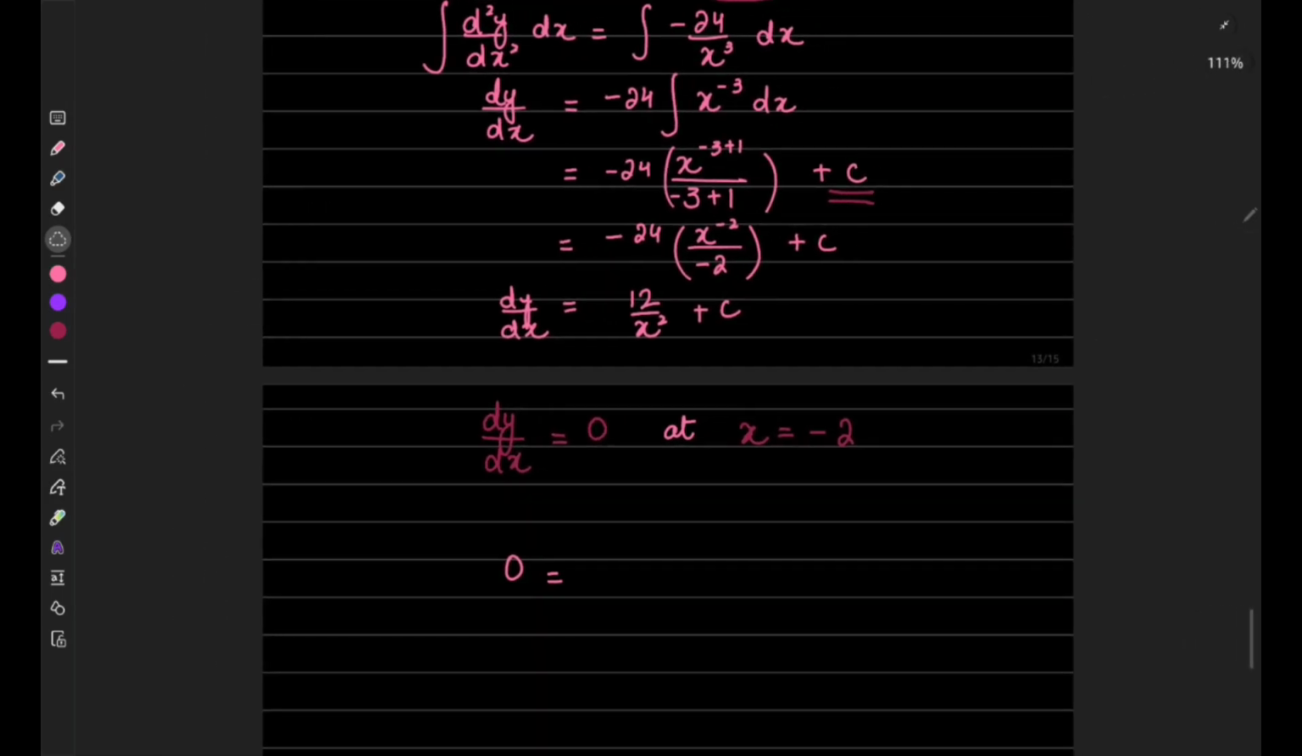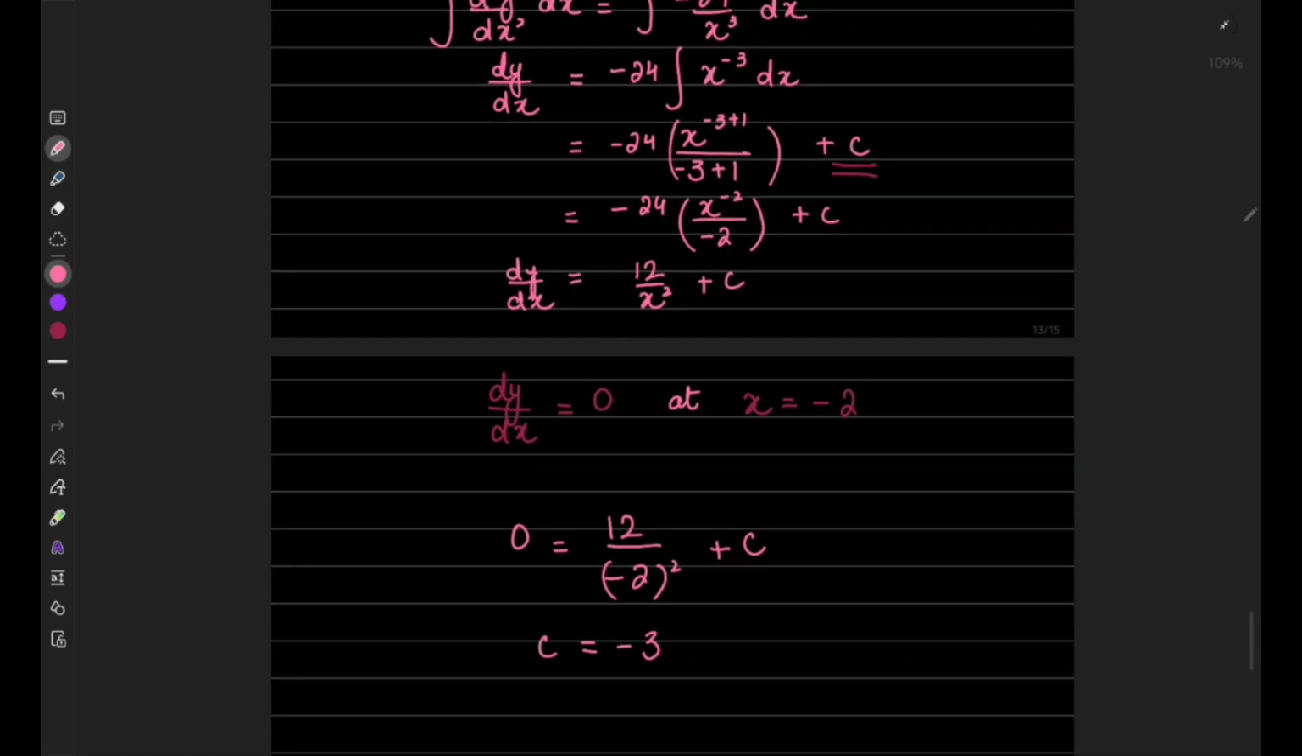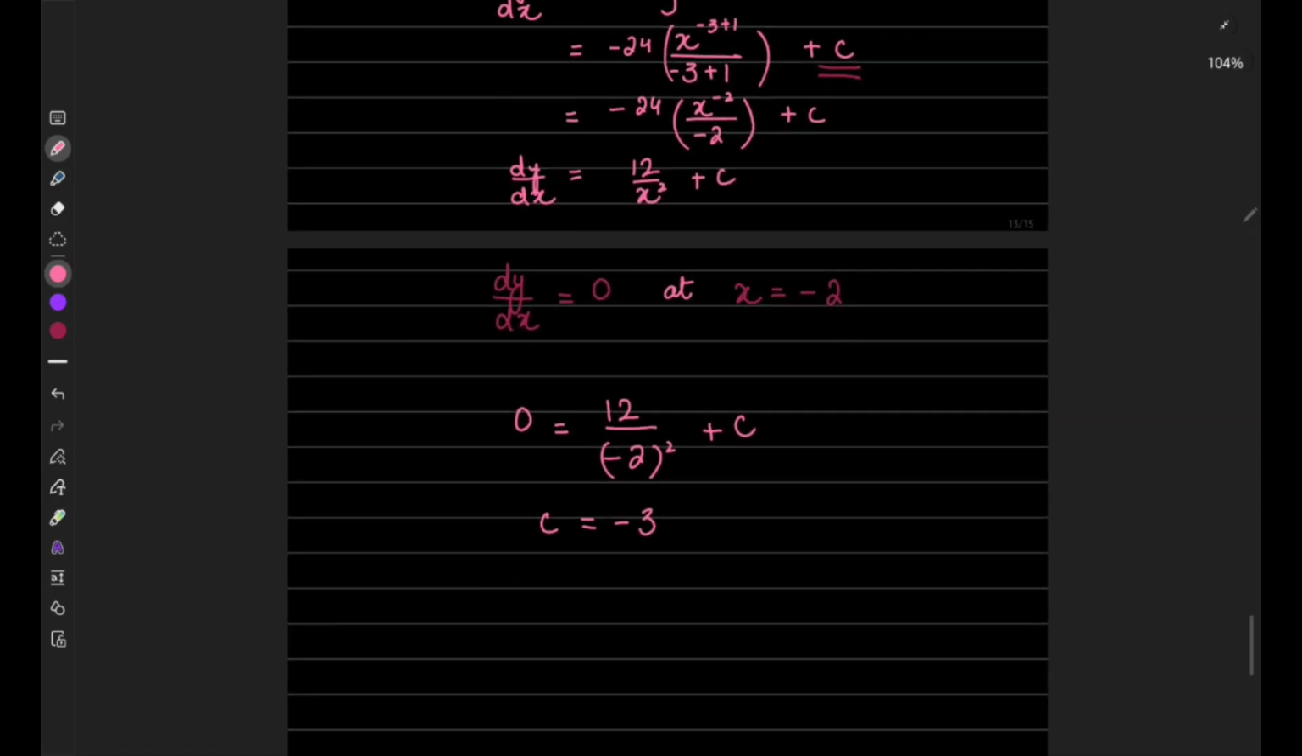Now, putting the first derivative equal to 0 at x equals minus 2 will give you 12 over minus 2 square plus c, and this gives you c equals, 4 threes are 12, so c equals minus 3. So now we can write the first derivative in the proper form with the constant c as 12 over x square minus 3.